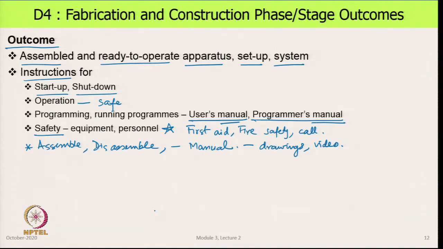So, even if you know nothing about it, at least we can call, the right people will come to your help. This is all very important. In the end, equipment may be destroyed, but human life is too precious and we must protect it with all the things that we can do. So, this is the outcome of the fabrication and construction phase. We have an apparatus or equipment fully assembled with everything there. Now, it is ready to operate.